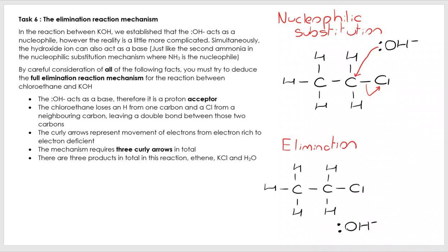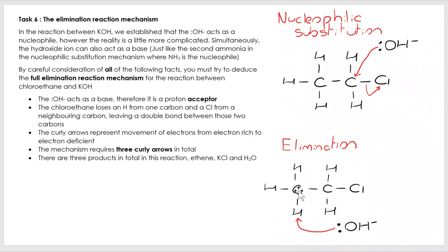Well, we start off in exactly the same way. We've got the OH-, we've got the chloroethane. But this OH- is acting as a base, which means that it's a proton acceptor. When we think proton, we think hydrogen ion. So my arrow, instead of going to the delta positive carbon, goes to an H, but look at where that H is. It's on the carbon adjacent to the carbon the chlorine is bonded to, and that's really important for what happens next, because I've essentially now created a water molecule.